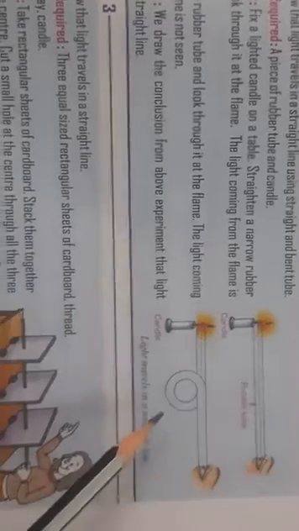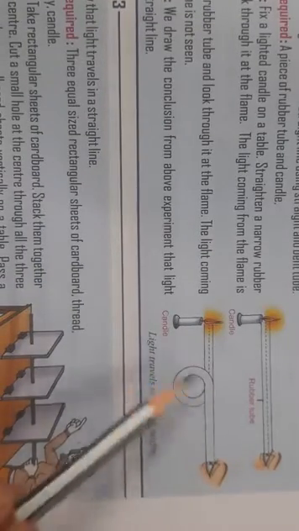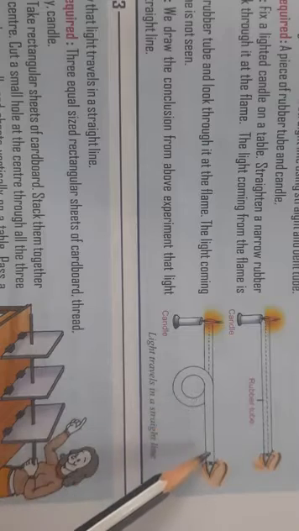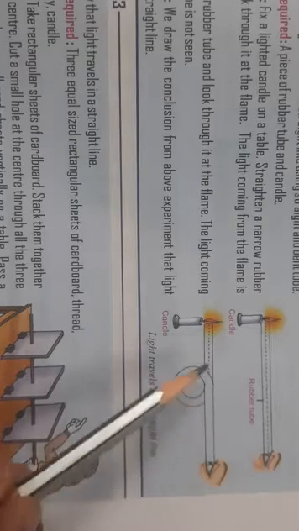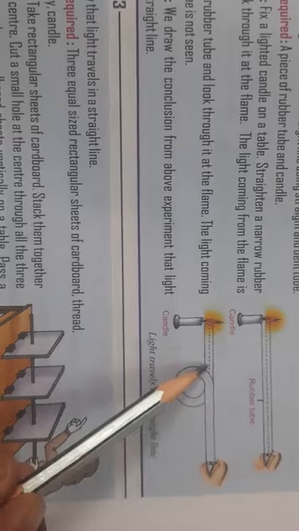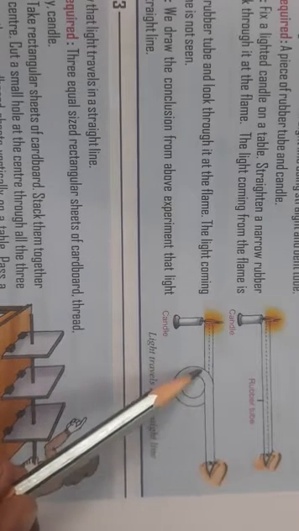In the second step, you have to coil the rubber tube. Coil kar lo, mod lo usko. And then you look at the light coming from the flame. Will you be able to see the flame, children? No, you will not be able to see the flame. What is the reason? The reason is that light always travels in a straight line.